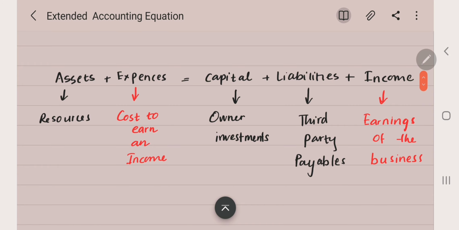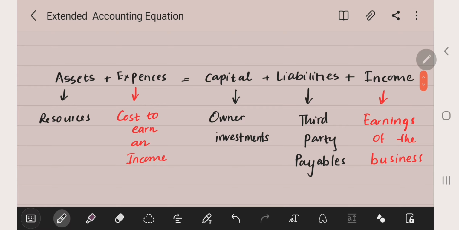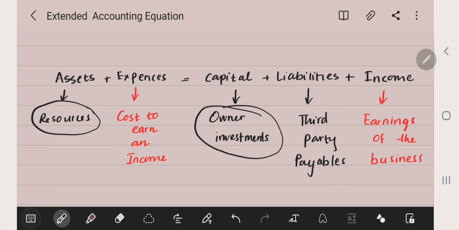Now, in this section, I need to explain again the meaning of each word. We already know that assets are the resources of the business, and these resources are given by two parties, either by the owner, then we call it capital, or by a third party, then we call it a liability. Now, the way to identify the income and expenses in the business is this method.